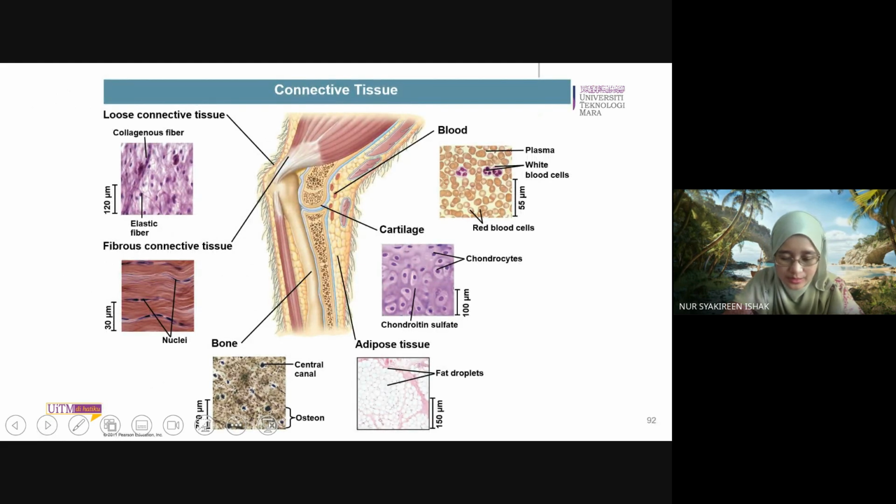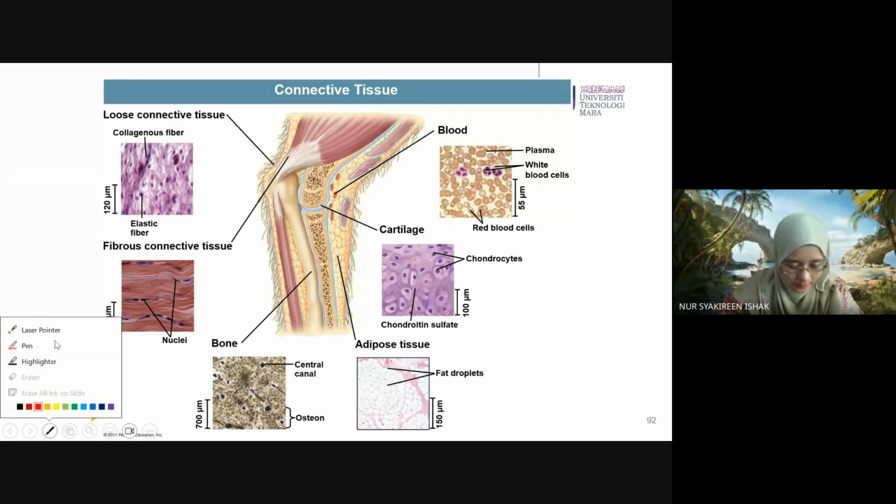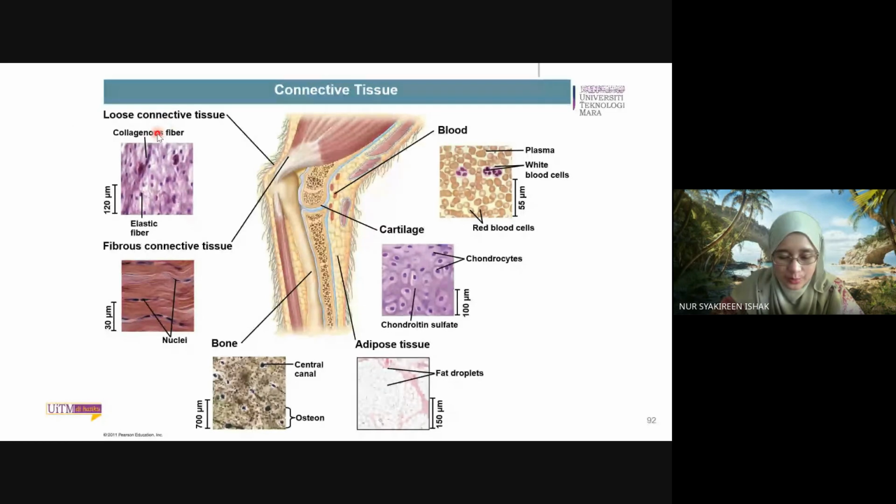So for connective tissues, we have loose connective tissues. As an example, in the loose connective tissues there will be collagen, and then we also have fibrous connective tissues here. And then we have the bone, adipose tissue, cartilage, and also the blood. So these are the connective tissues. I repeat: loose connective tissues, then fibrous connective tissue, and then bone, cartilage, adipose tissue, and blood.